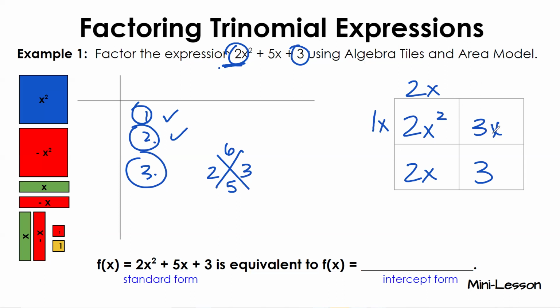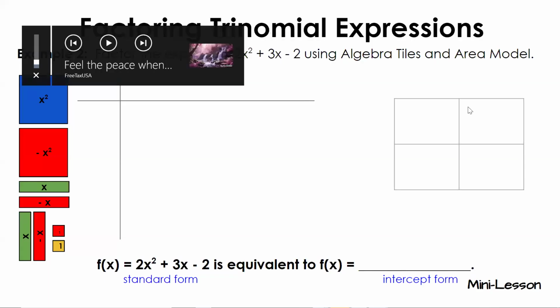What times 1x would give us 3x though? 3. And what times 2x would give me 2x? 1. So our final answer is 2x plus 3 times x plus 1. This one wasn't super bad, but sometimes these can be a little tricky, especially with this a term being greater than 1. Let's set up this one.